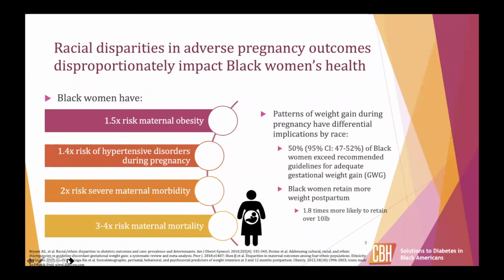And while this prevalence of excessive weight gain is not different compared to their white counterparts, Black women do go on to retain more weight as a result of this excessive weight gain during pregnancy.